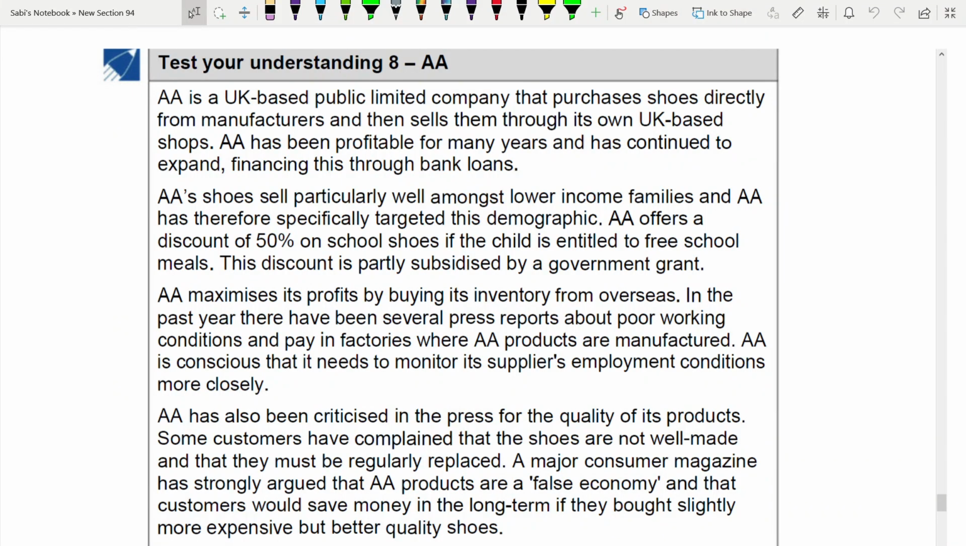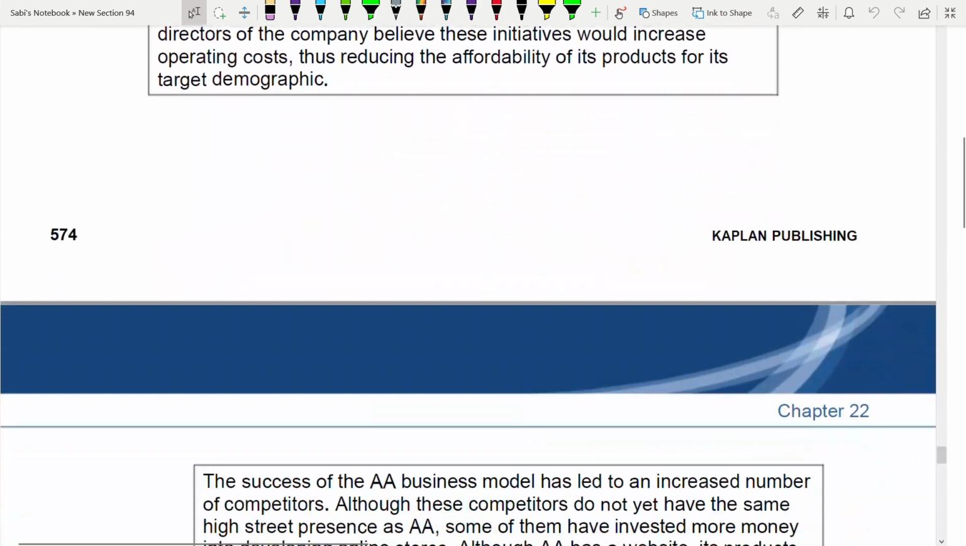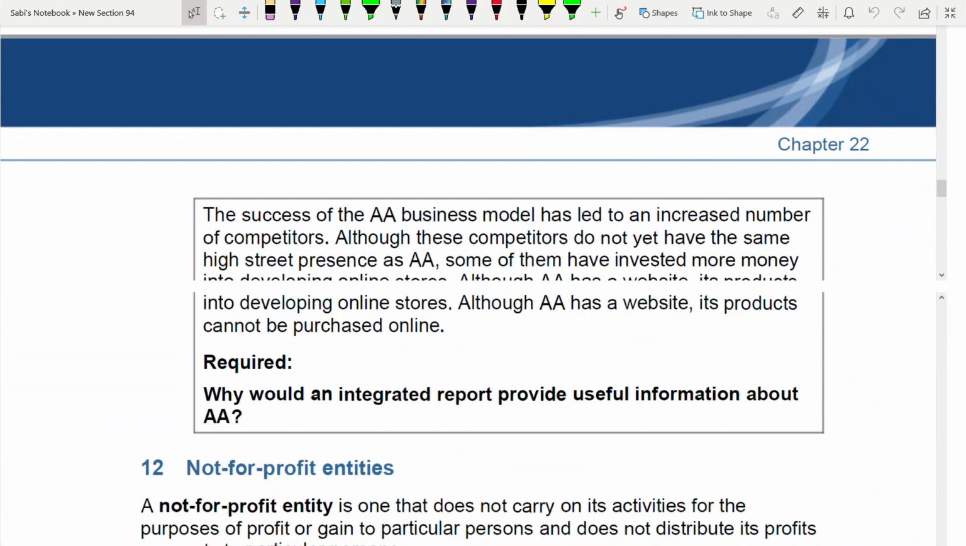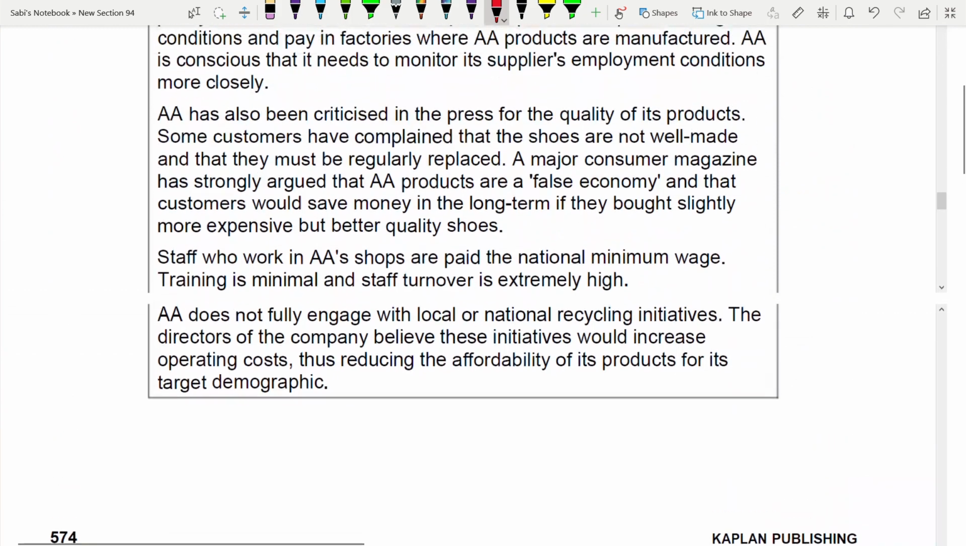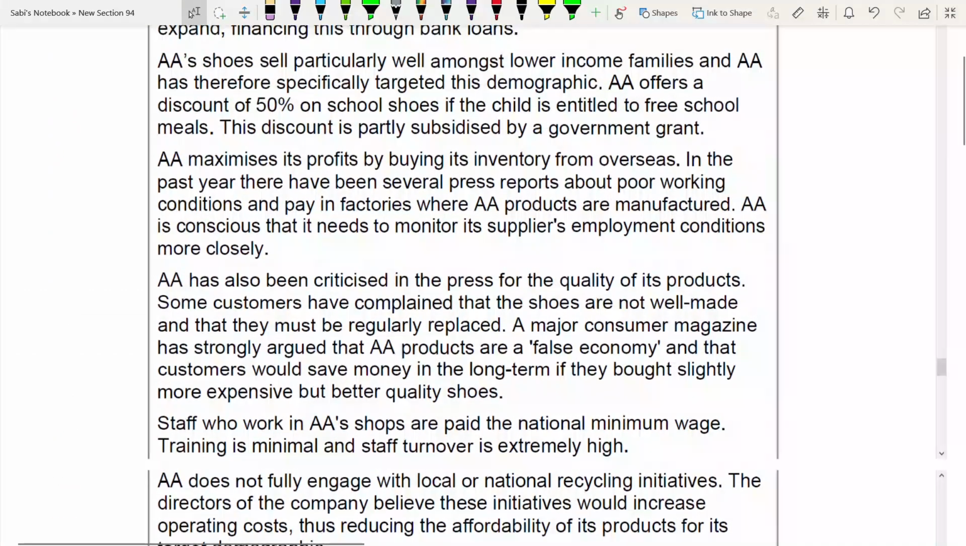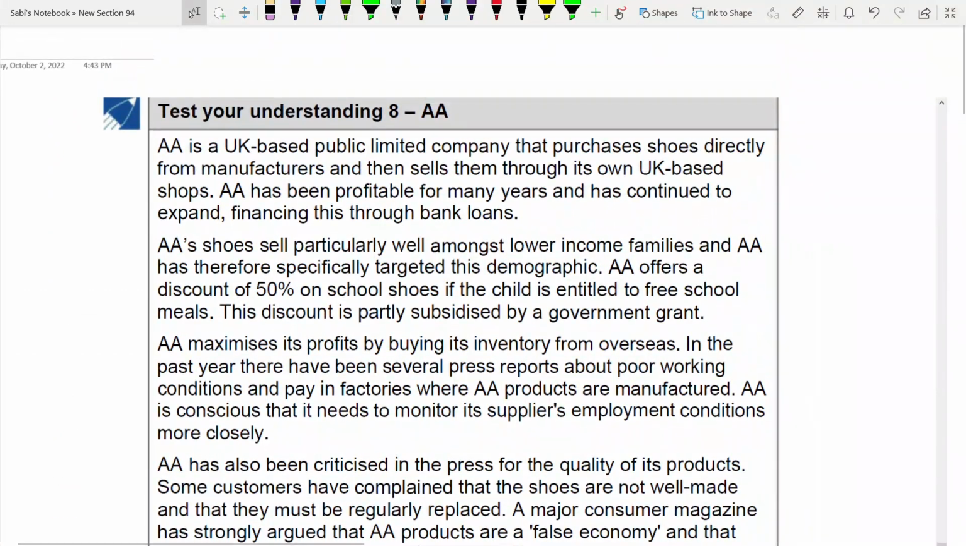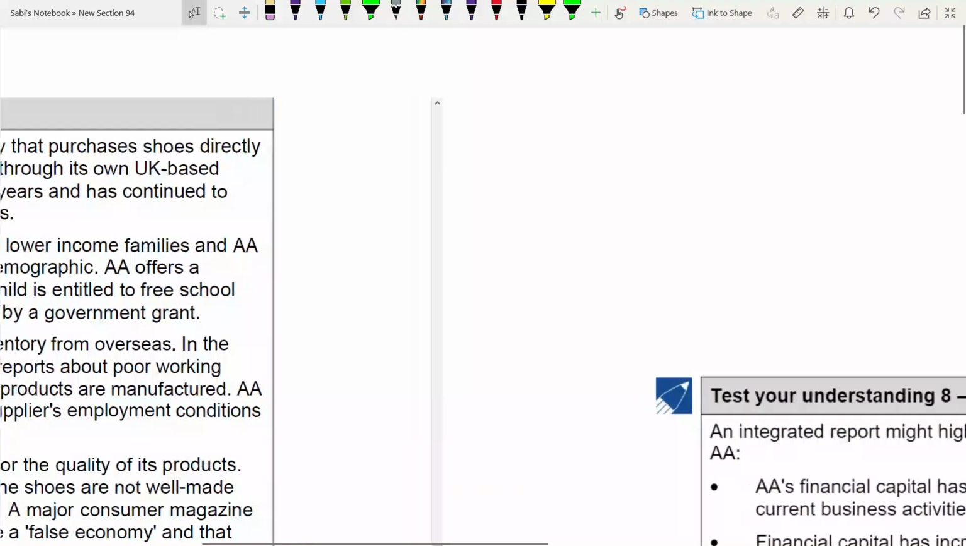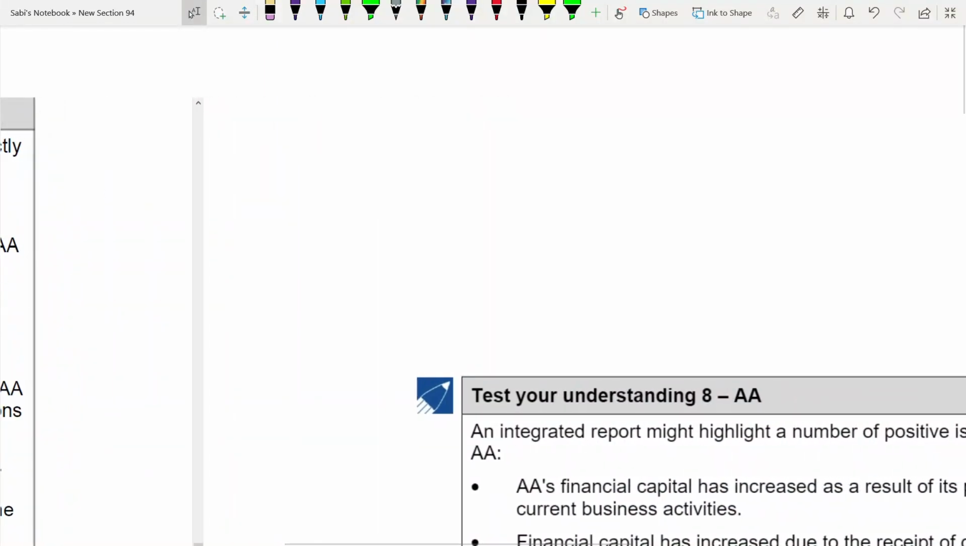Test understanding 8. This is about a company AA. You can take your own time and read the entire case study. The requirement is: why would an integrated report provide useful information about AA? That means they have included everything about their six capitals that we have been talking about. Now just have a glimpse of how the answer looks. The answer is really long. You don't have to write that much.